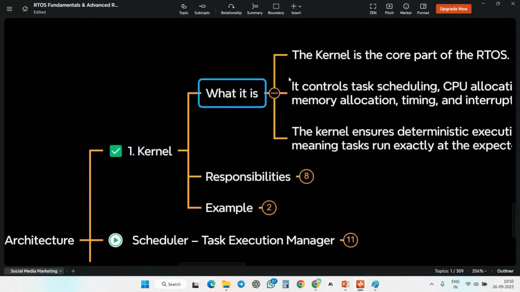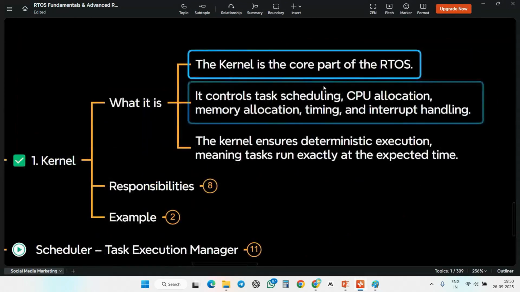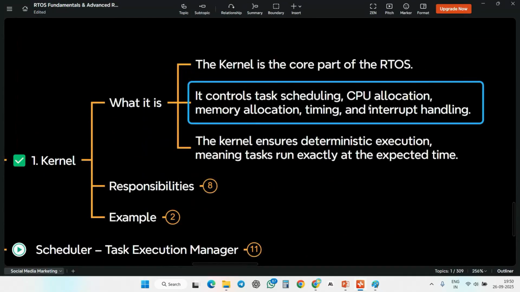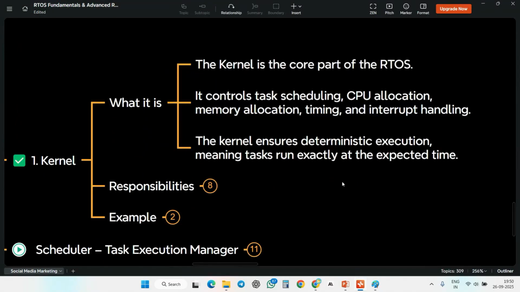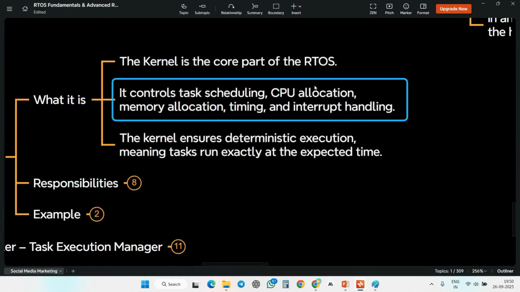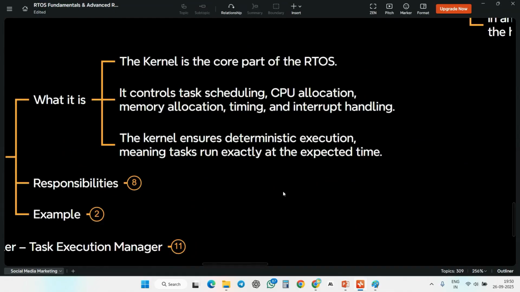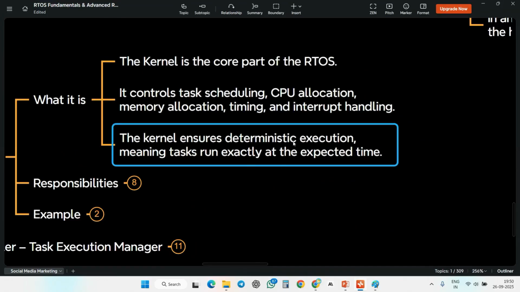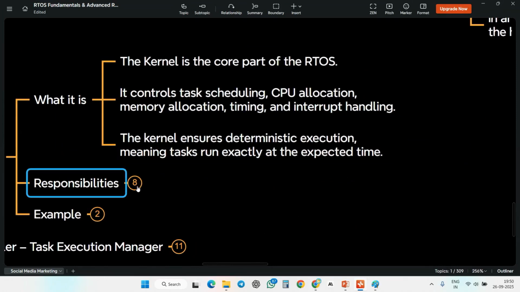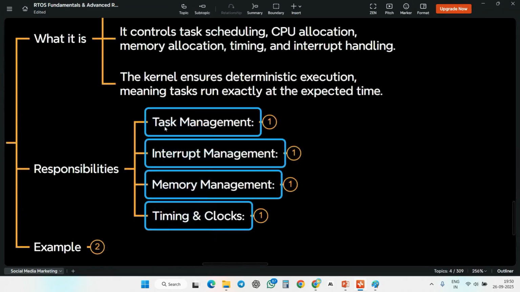So what is it? The kernel is the core part of a real-time operating system. Memory allocation, CPU allocation, task scheduling, timing, interrupt handling: everything is a very important parameter. The kernel ensures deterministic execution, meaning tasks run exactly at the expected time. We already studied deterministic execution; it should be completed within the expected time. What is the responsibility? These are the responsibilities, guys.